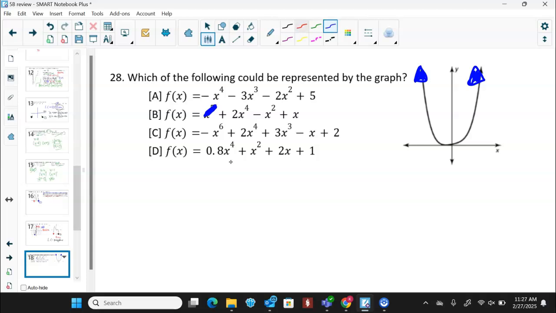Now I'm going to look for a leading coefficient. Leading coefficient, which is the far end of the function. It's going up, which means it's positive. So it means that I cannot have a negative number in the front. So I can't have this and I can't have that. So it has to be answer D, okay?